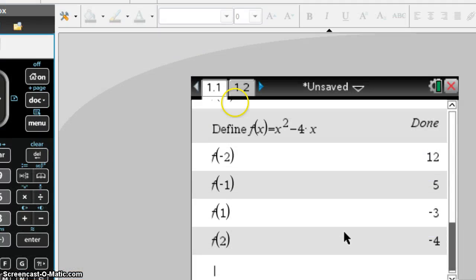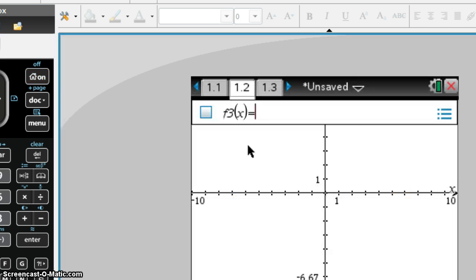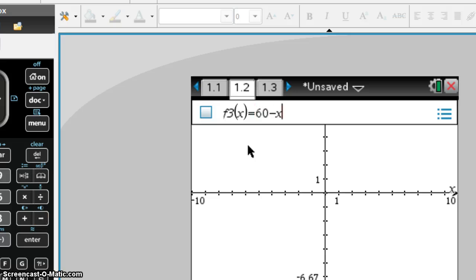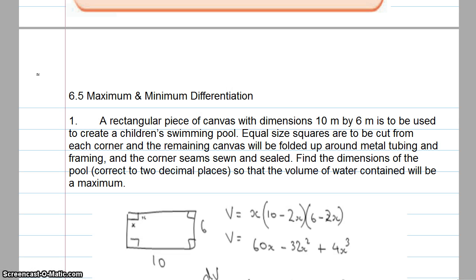So let me go to my calculator and let me go to a graph page, and I cannot remember what the equation was. 60x minus 32x squared minus 4x cubed, I believe. Okay. Before I show you the graph, I just want to think about what values x can have and what values x can't have. Obviously, x can't be 0, because if x is 0, you don't get a pool. You've just got a flat piece of material.